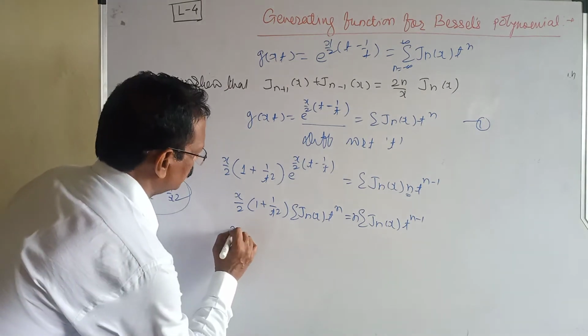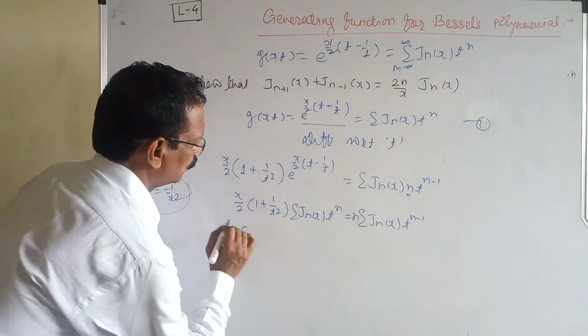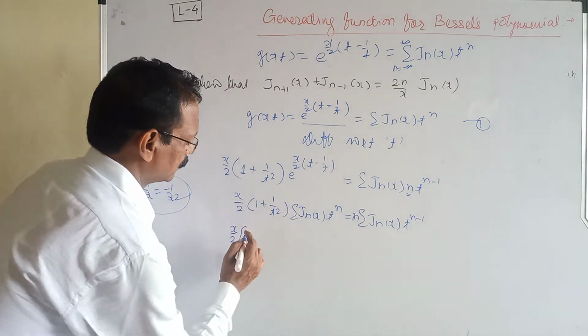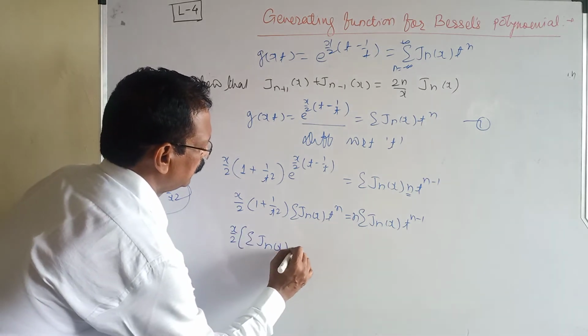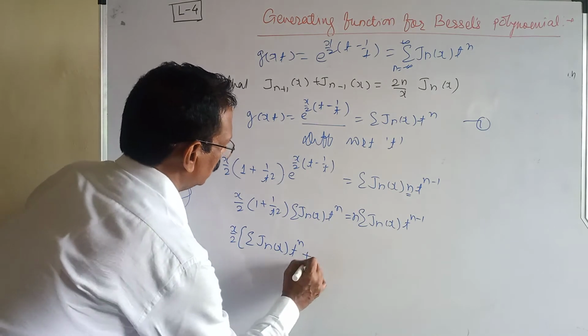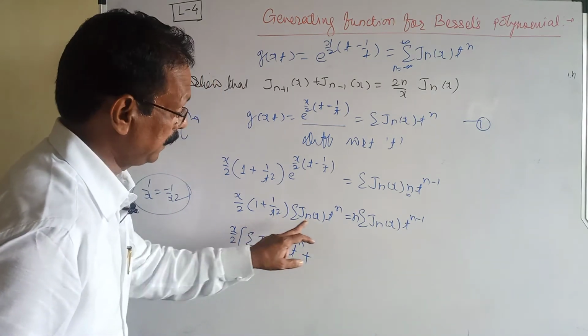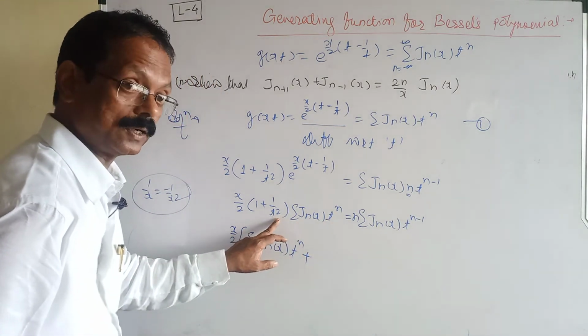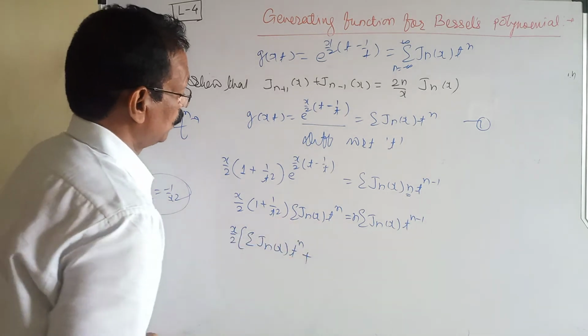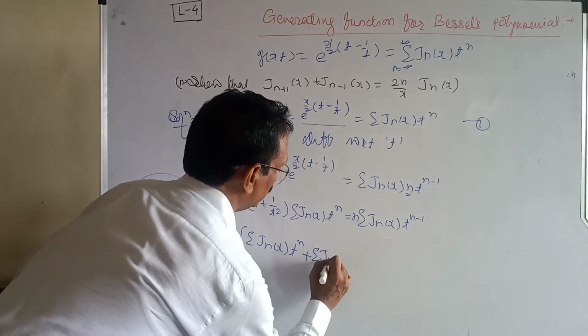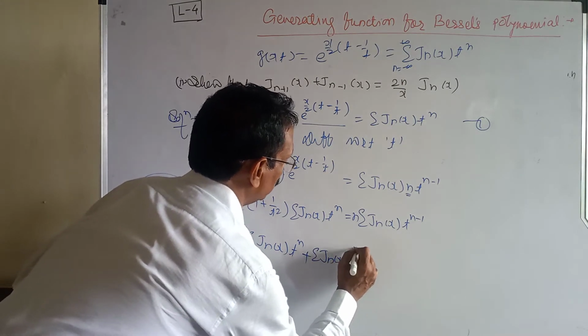So here x by 2 is as it is. The remaining term multiplied by 1 becomes, as it is, summation of Jn(x) into t raised to n, plus it is multiplied by 1 upon t square. Here is t raised to n into 1 upon t square, so this becomes t raised to n minus 2. So plus summation of Jn(x) into t raised to n minus 2.